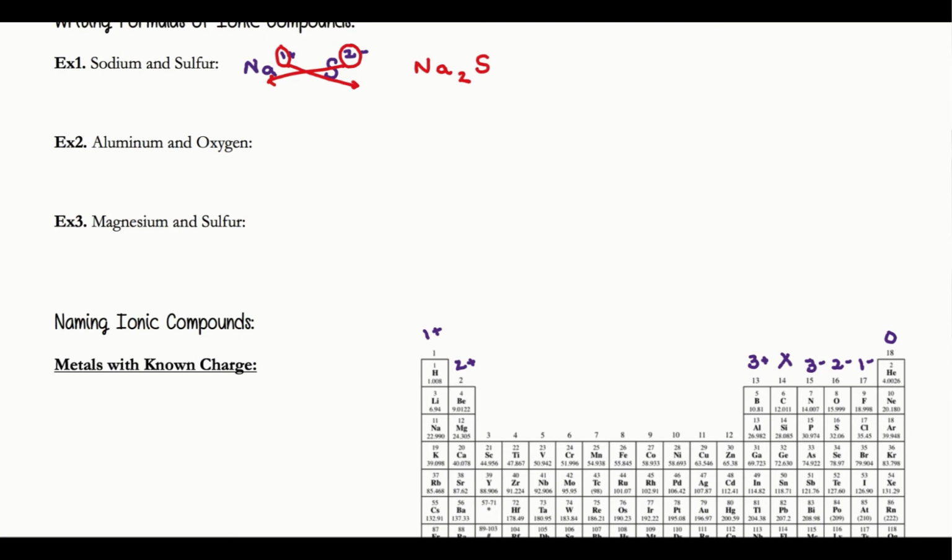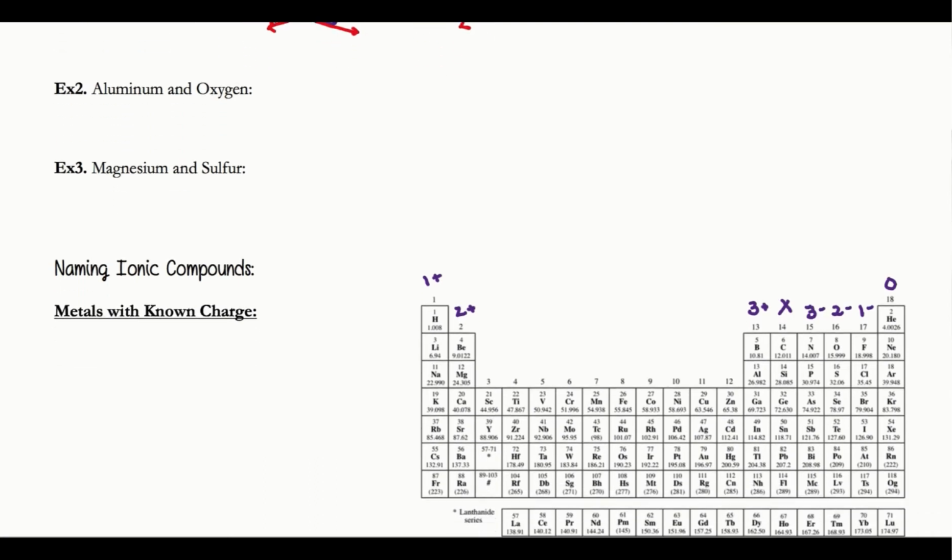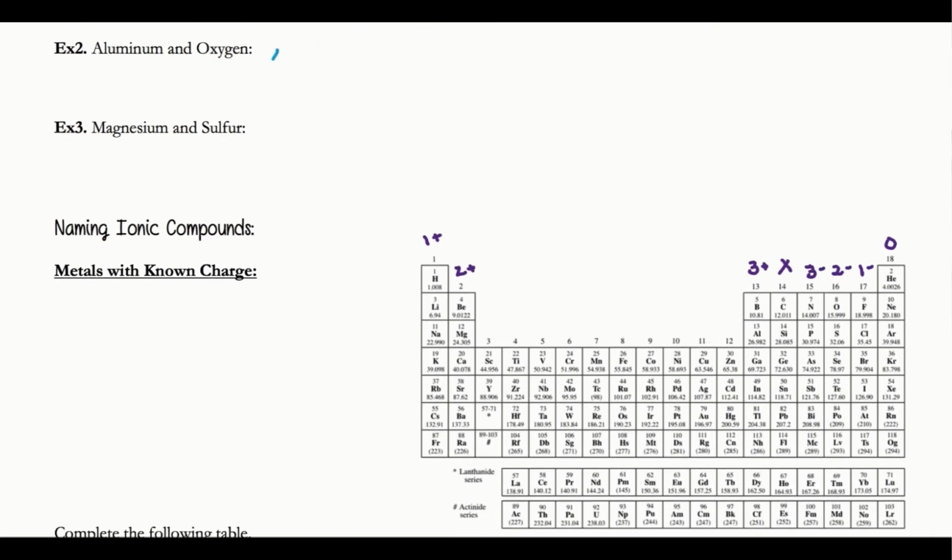We've done one already. Okay, let's do the next one. Aluminum and oxygen. So when aluminum forms an ion, if you look, it's going to be a 3+ charge. Oxygen is going to be a 2- charge. If you look at the periodic table, I'm going to cross my charges, just the 3, just the 2. I ignore the plus and the minus. So the formula for this is going to be Al2O3. Okay, so this is the formula for the ionic compound.